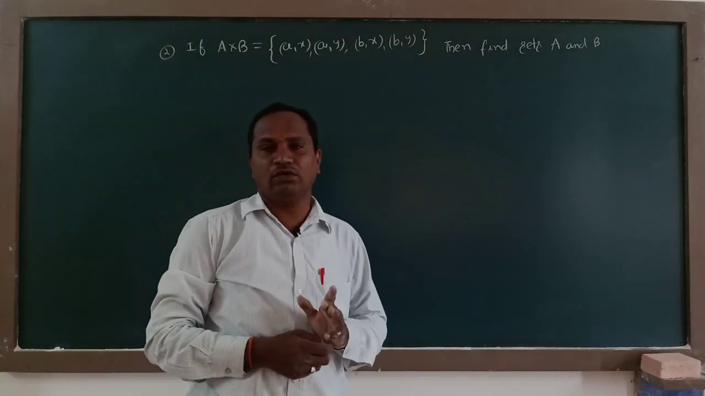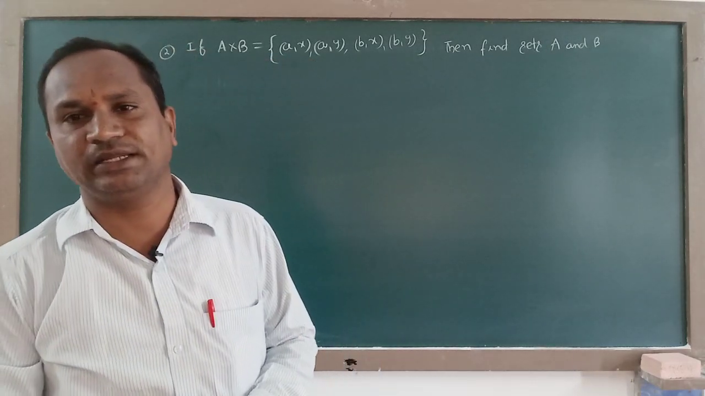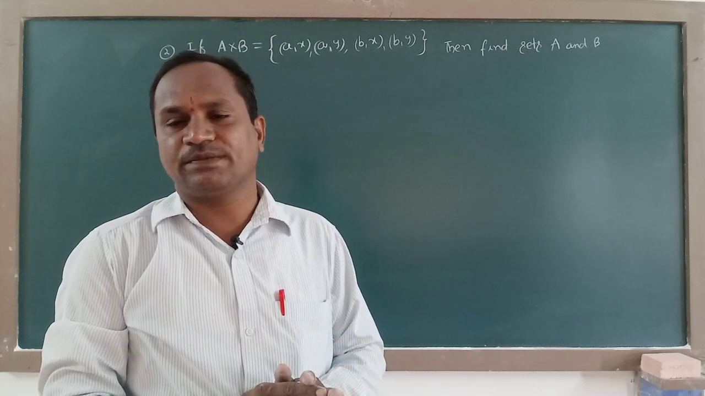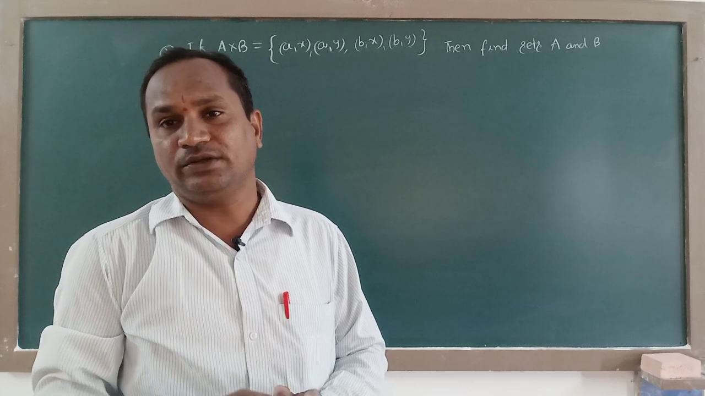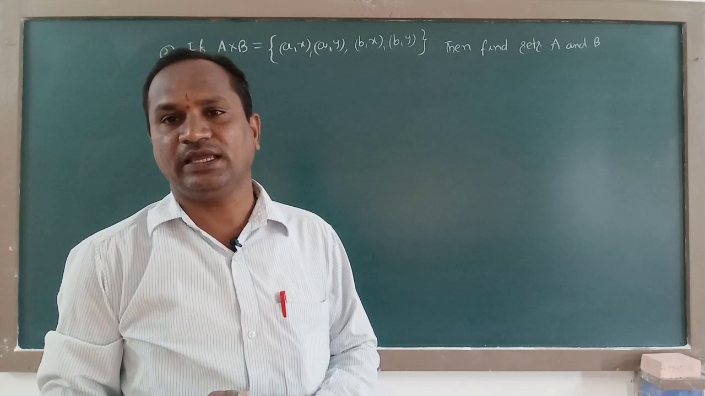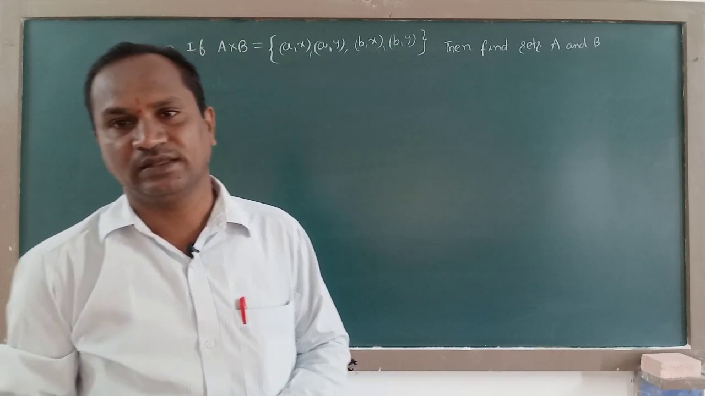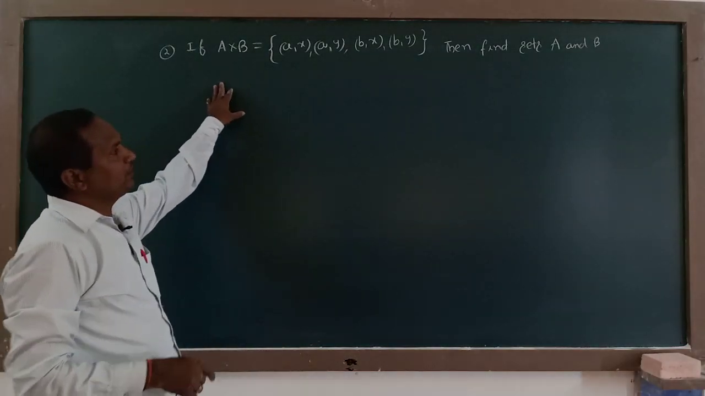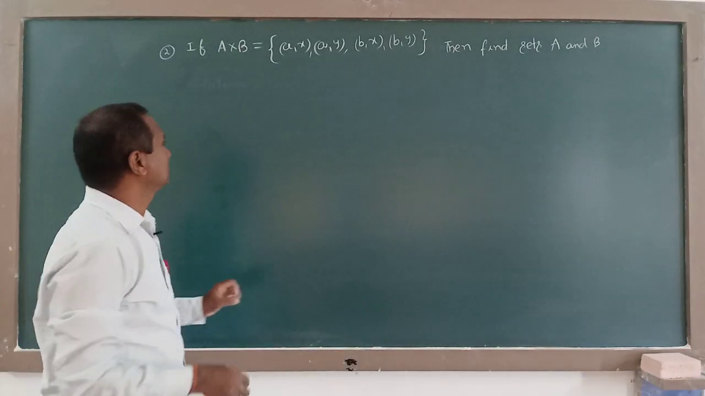Already they gave all the elements of the Cartesian product of the given 2 sets capital A and capital B. But they did not give the elements of set A and set B. About that we are now going to find. We are going to find what are the elements of set capital A and what are the elements of set capital B. With the help of all these elements of the Cartesian product of A and B, we are going to find the elements of set A and set B.